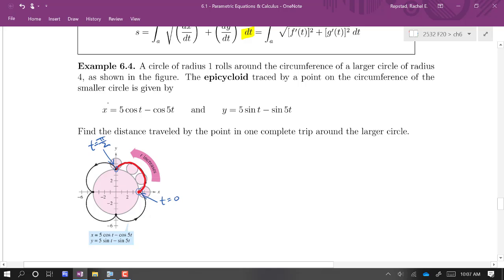We know that we're going to need dx/dt and dy/dt, so I'm just going to find those and throw them up here. So here's our x function. dx/dt is minus 5 sine t plus 5 sine 5t. And dy/dt will be 5 cosine t minus 5 cosine 5t.